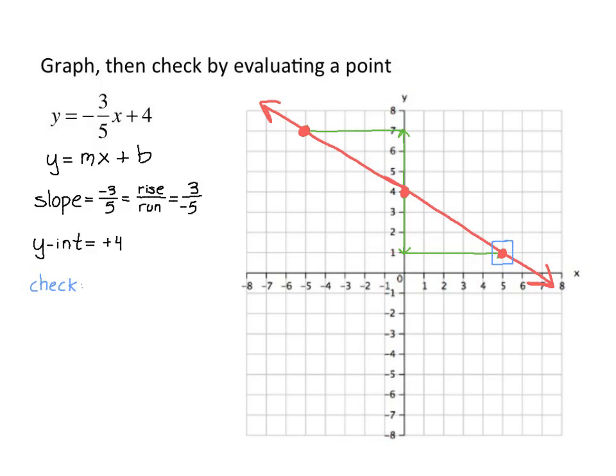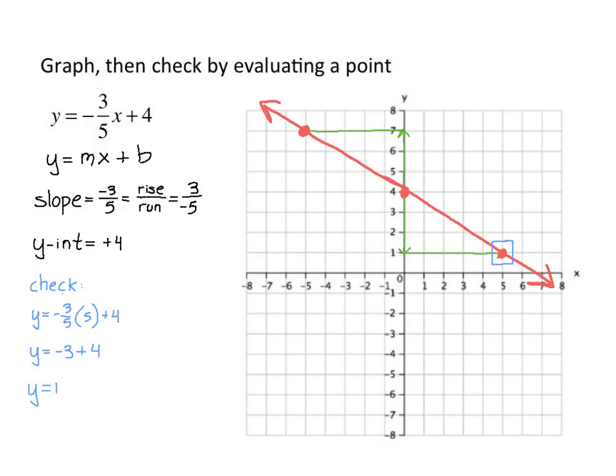So check. And if I plug in that x value we were talking about, which was that 5, into our equation, I have y equals -3/5 x, I'm plugging in the x value of 5. Our y-intercept is +4. And we want to confirm that we actually get 1 when we do this. Let's see if that actually happens. So if I do -3/5 times 5, that's -15 over 5, or in other words, -3 plus 4. And then I can confirm that -3 plus 4 is a +1.